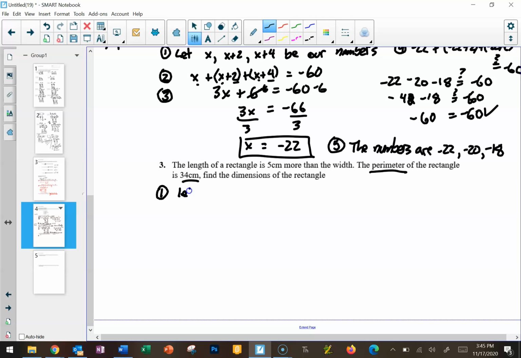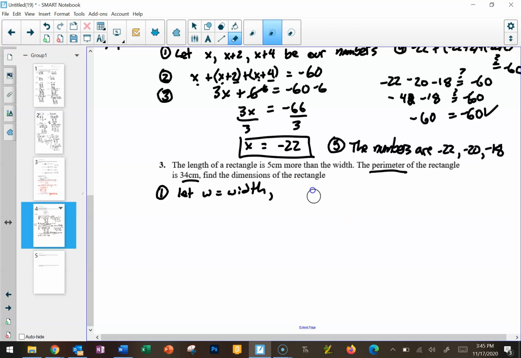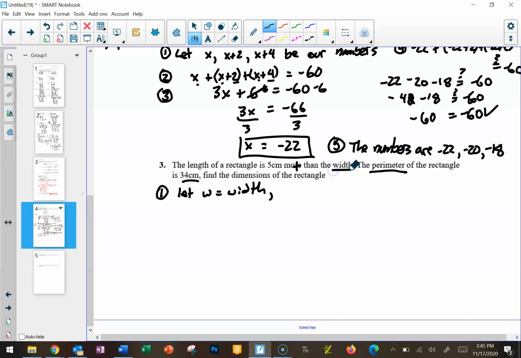So let's say let W equal width, and then length, probably write it the other way around. What do they tell us about the length? The length of a rectangle is 5 more, well, more is plus, than the width. Okay, so that's actually super easy. The length is 5 centimeters more than the width. So if width is W, that means that the length has to be W plus the 5 centimeters, right?